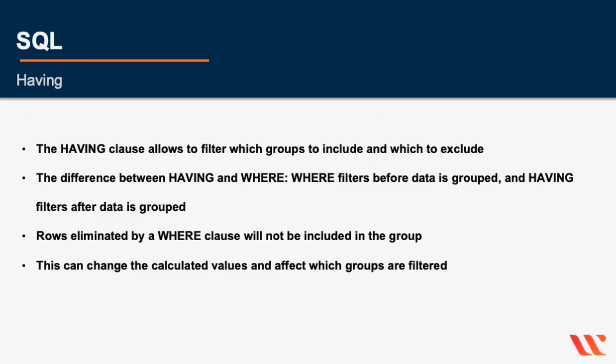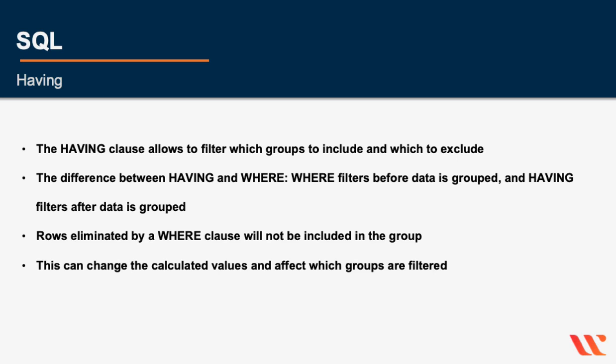Having. The having clause allows you to filter which groups to include and which to exclude. The difference between the having and where clause is that where filters before data is grouped and having filters after data is grouped. Where has no idea what a group is.